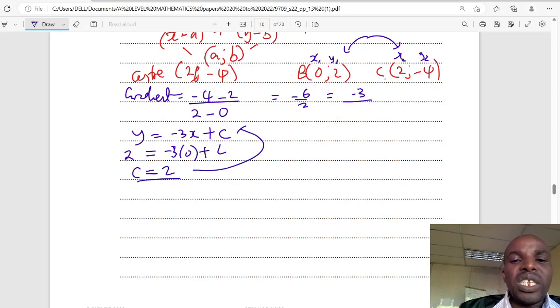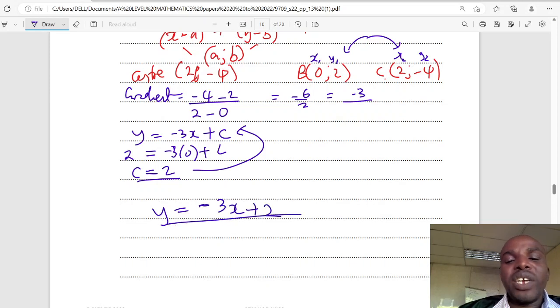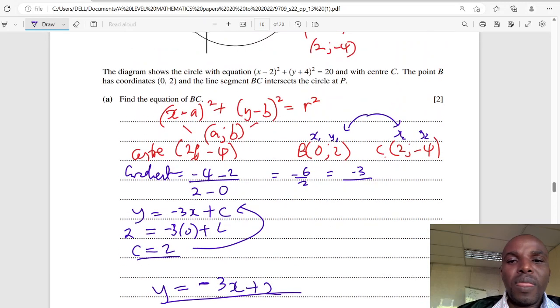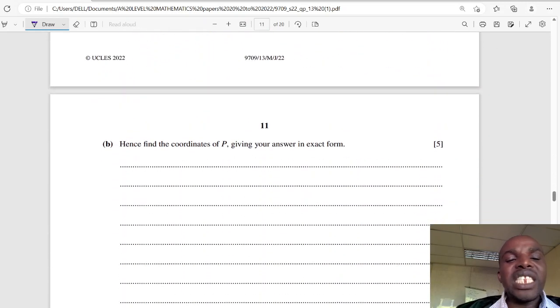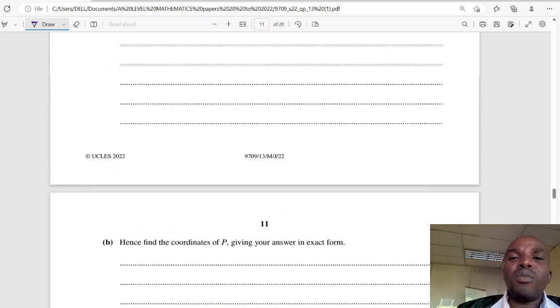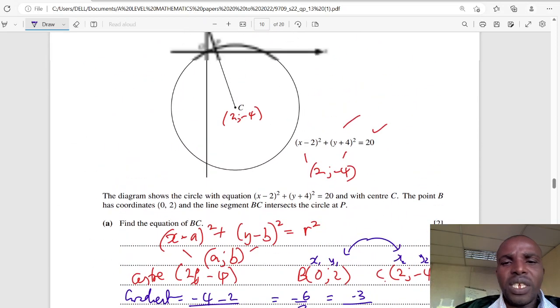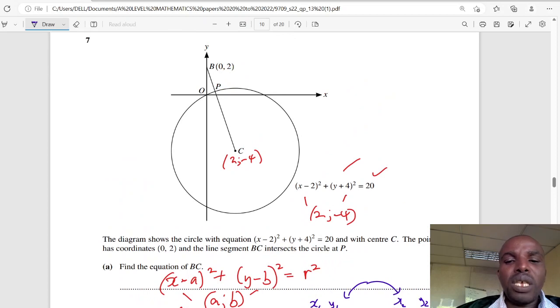You then substitute in this part. So it will be y is equal to minus 3x plus 2. This one is the equation of the line BC. That's the equation of BC. Then hence, find the coordinates of P, giving your answer in exact form. What is P in this case? Check our P. P, where are you? Yeah, here. So P is the point where BC intersects the circle, right?